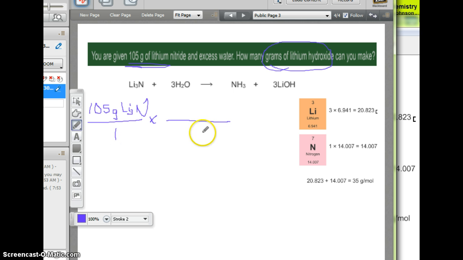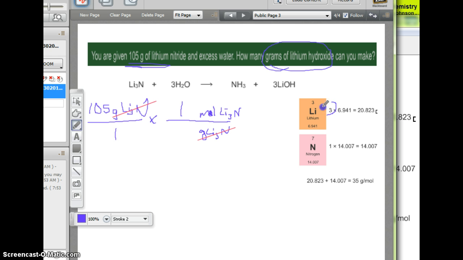Well, remember we need to cancel, so we're going to put grams of Li3N on the bottom so that unit cancels. And what can I switch it to? I can switch it to moles. But specifically, moles of what? It's moles of Li3N. Okay, so every 1 mole of Li3N weighs how much? That's where we go back to our periodic table.